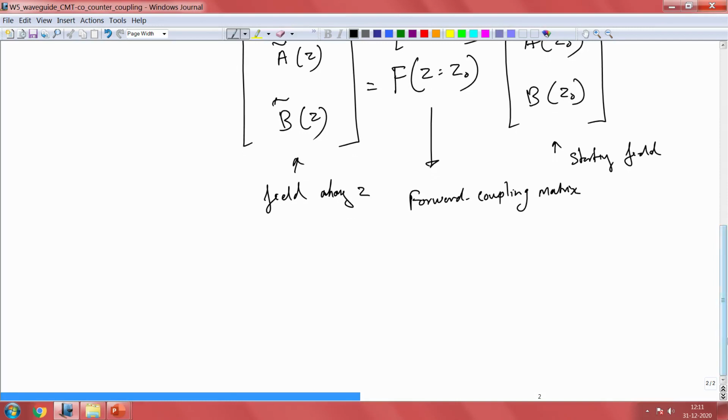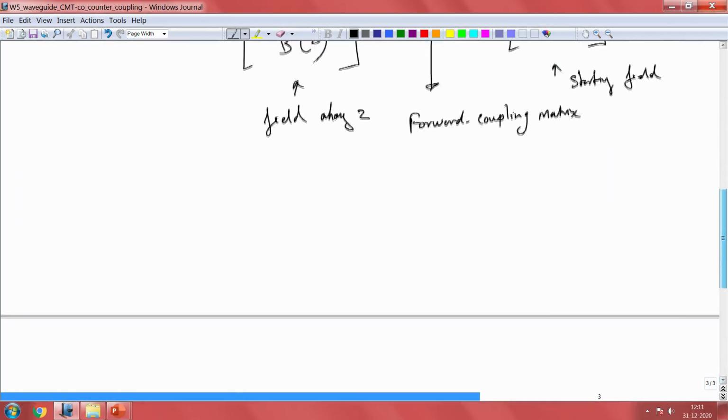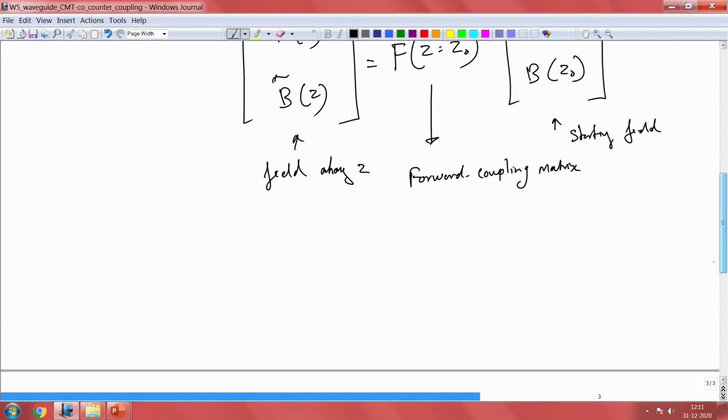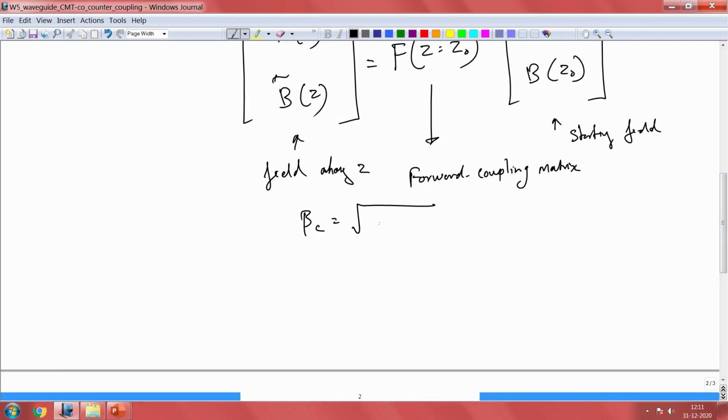We want to define a parameter here, called beta c, which is given by the root of kappa AB kappa BA plus delta squared. This is nothing but kappa squared plus delta squared, as we have seen in an earlier version. It is basically beta squared equals kappa squared plus delta squared. It is just a conservation equation, where kappa here is AB and BA. We just need this for further discussion.